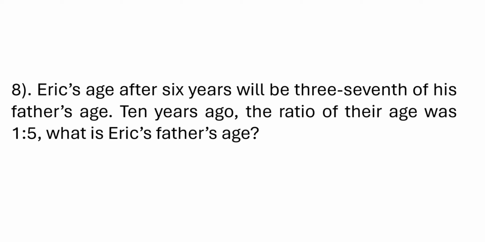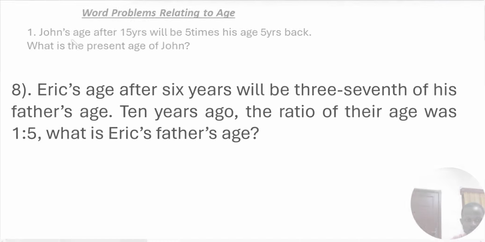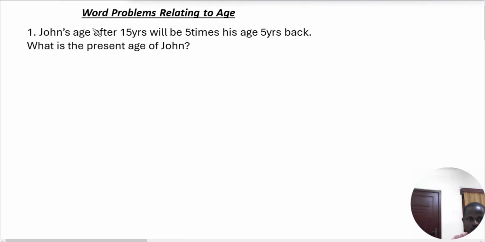So let's start by solving our first question. The question says John's age after 15 years will be 5 times his age 5 years back. What is the present age of John? So we don't know John's age.